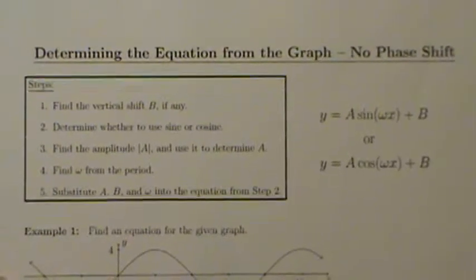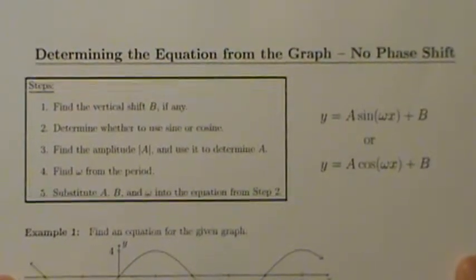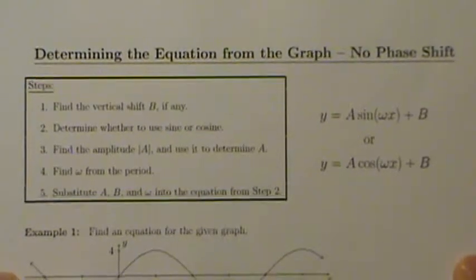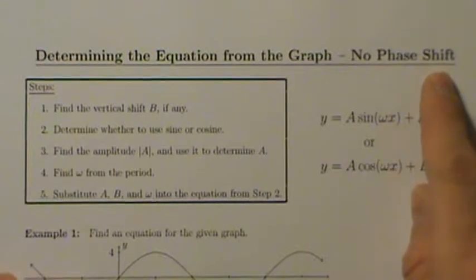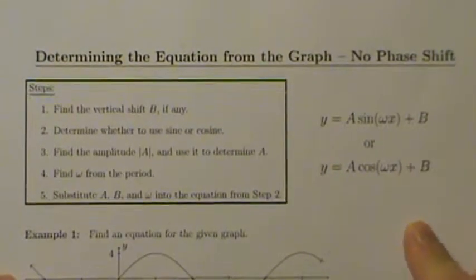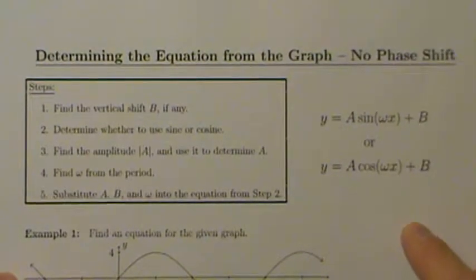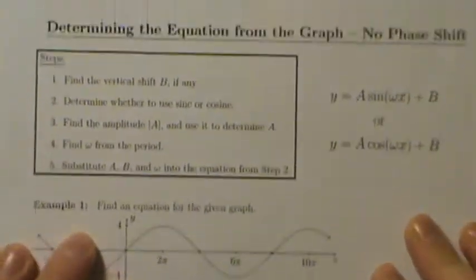Okay, in this video we're going to start talking about how to get the equation of a trig function from the graph, and we're going to do this without a phase shift. So remember, phase shift is just a fancy term for horizontal shift, and we'll talk more about that a little bit later in a different video. But for now, let's go ahead and go through this.